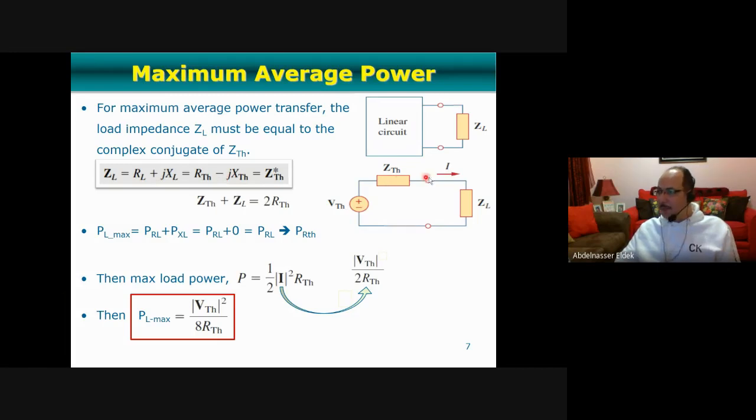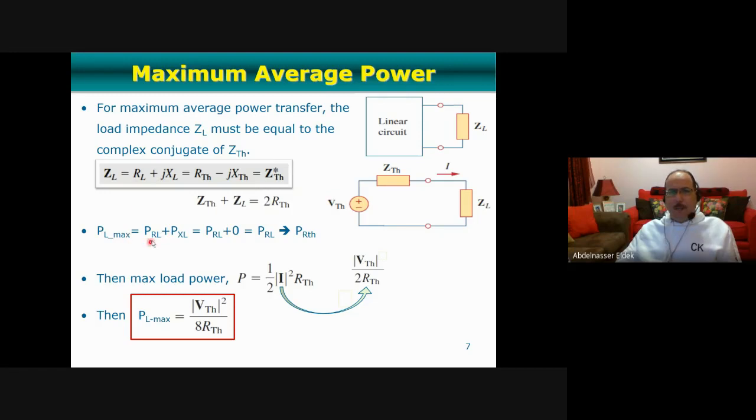So now if you look at the circuit, Zth and ZL, the total impedance is what? Because the imaginary parts will cancel each other, the total will be 2Rth. So if you want to calculate the current, for example, the current is Vth divided by 2Rth. Okay. So in this case, PL max equals what?